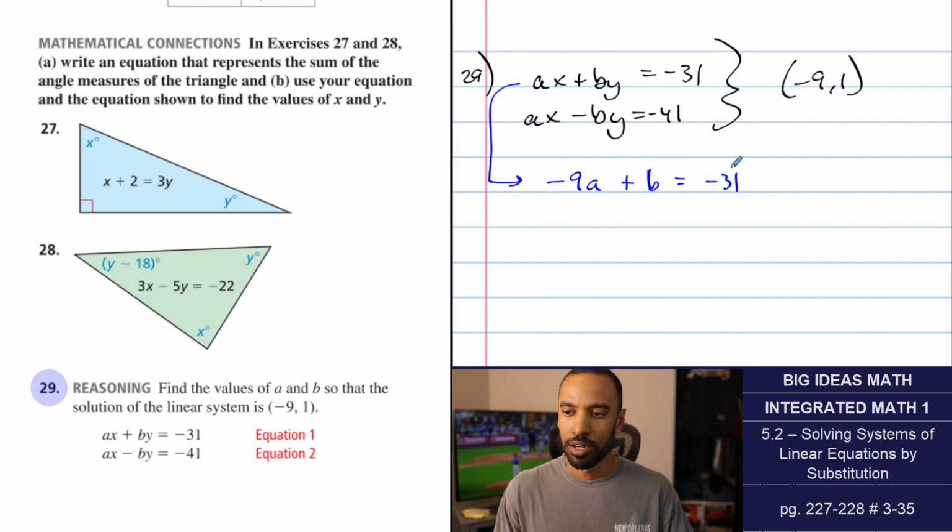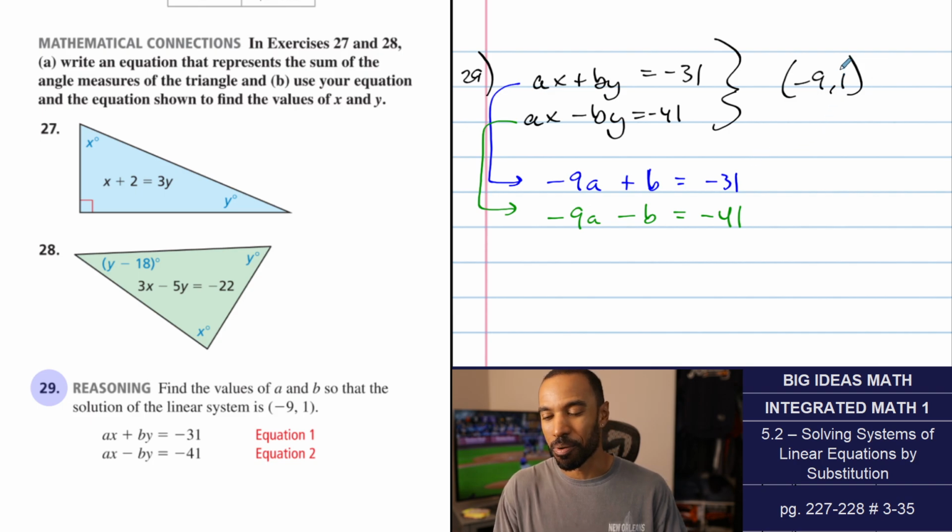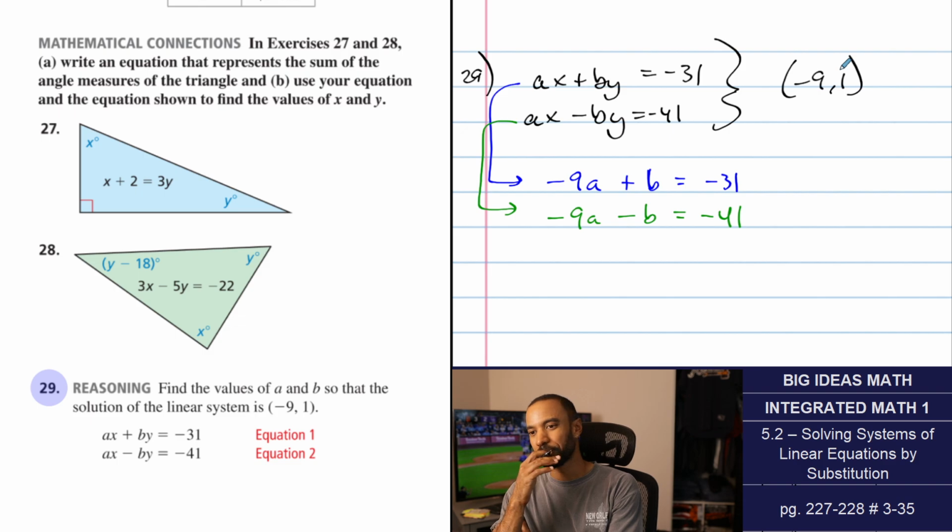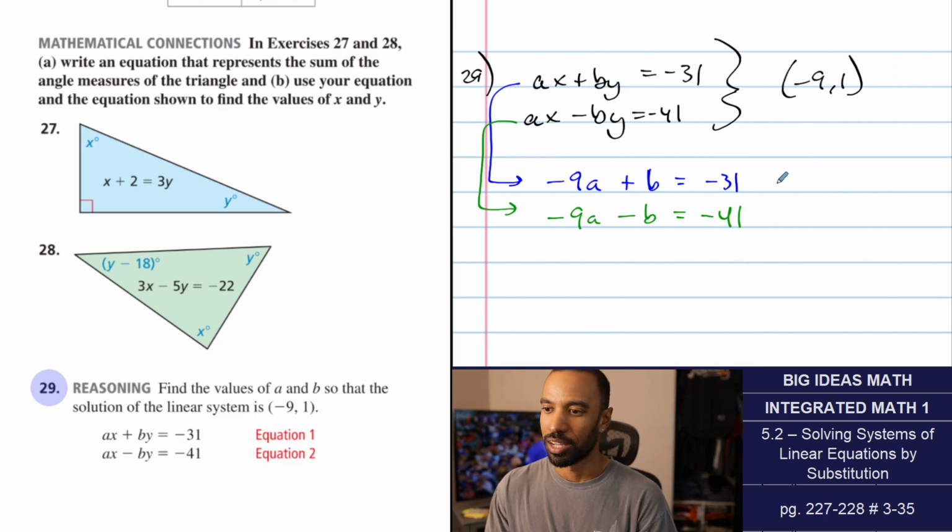equals negative 31. So we're still solving a system. We're just not solving for x and y anymore. Now we're solving for a and b. And negative 9 times a here, and then minus b. If we had a chance to use elimination method, I would have loved to use it for this problem. Anyway, for this one here, I would love to get the top b by itself. So let's go ahead and add 9a to both sides. B is 9a minus 31.